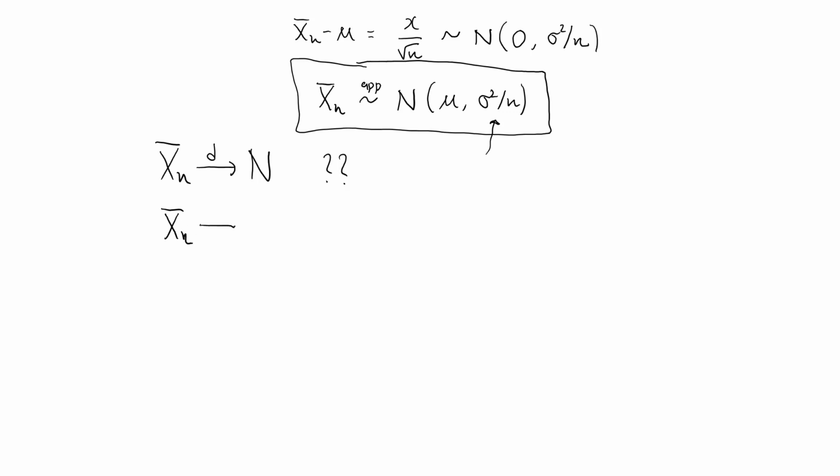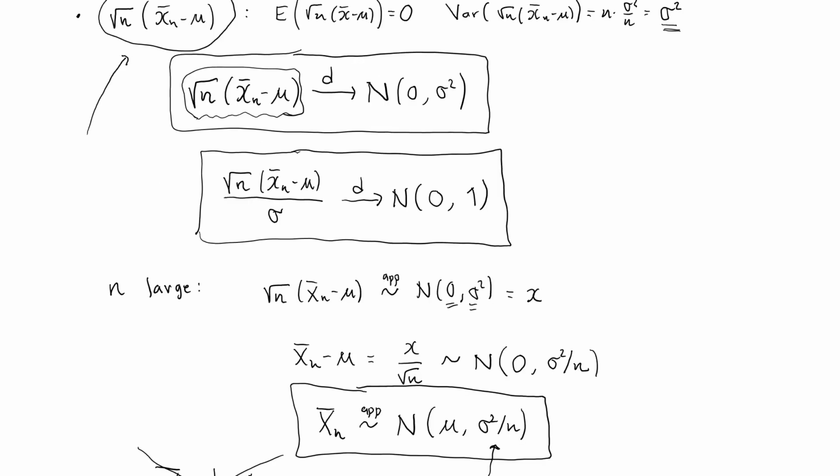Actually, Xn will converge, but not to a normal distribution. It will converge to a constant, and the constant it converges to is the number mu. This convergence will happen in probability. That's what we call the law of large numbers, and it will also happen in distribution. It's very important to remember that there is no convergence of the sample mean to a normal.